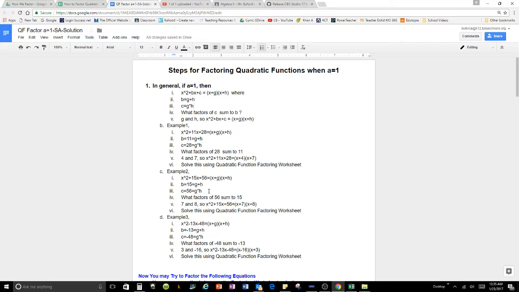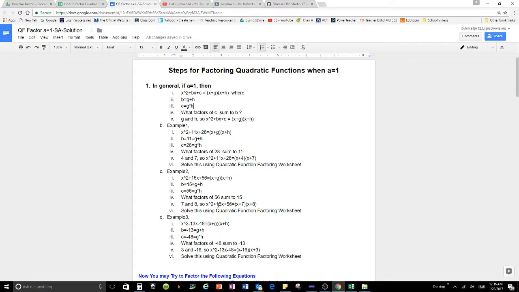What about if we choose 7 and 8? We know that from our multiplication tables, 7 times 8 is equal to 56. And when we add 7 and 8, that gives us 15. So here we see that our g and h is 7 and 8. Okay, so we just put a 7 here for g and 8 for h, and we're done.